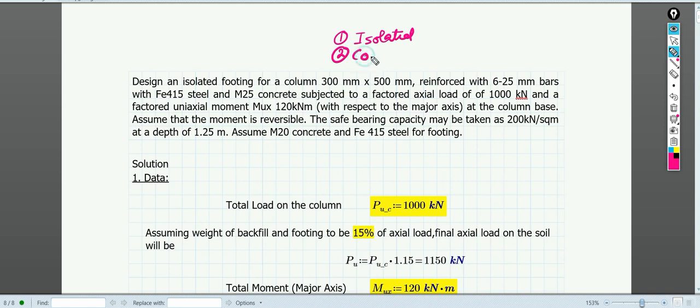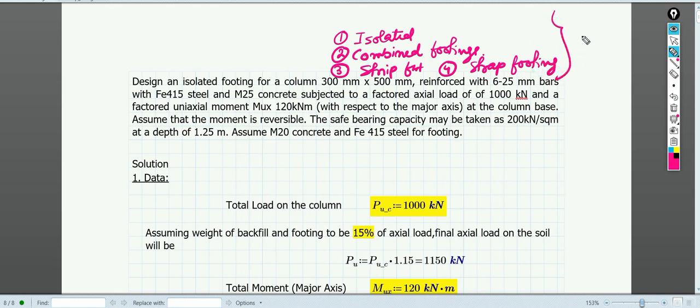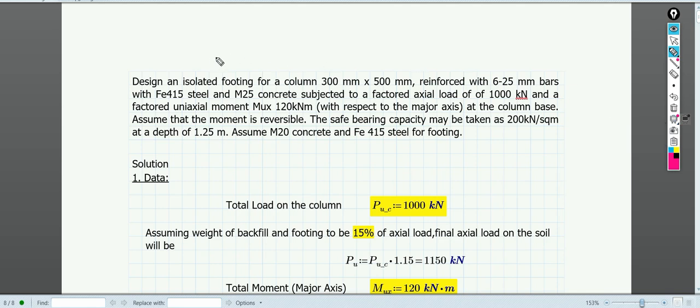then combined footings, then we have strip footing, or strap footing. These are basically shallow footings, shallow foundations. We have deep foundations also, like pile and well. I think you already know about this. So today we are going to discuss isolated footing.